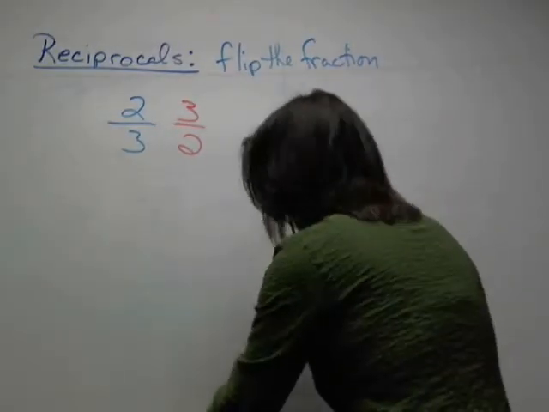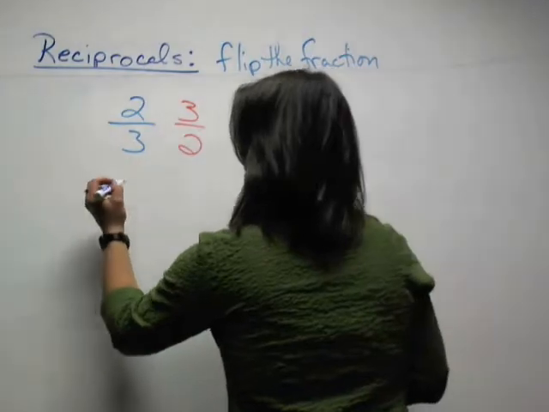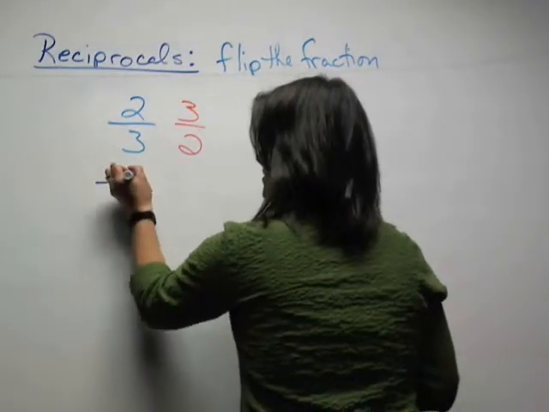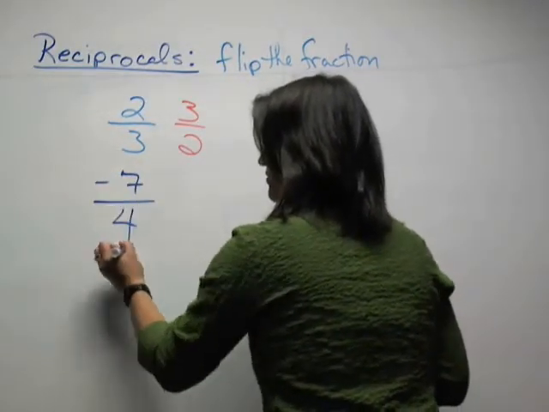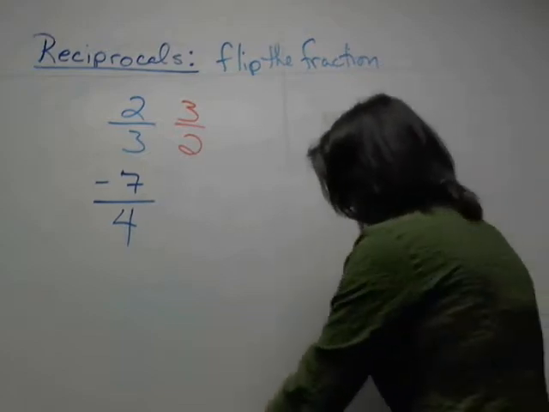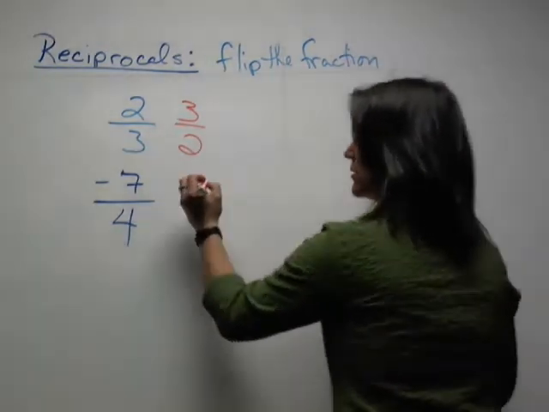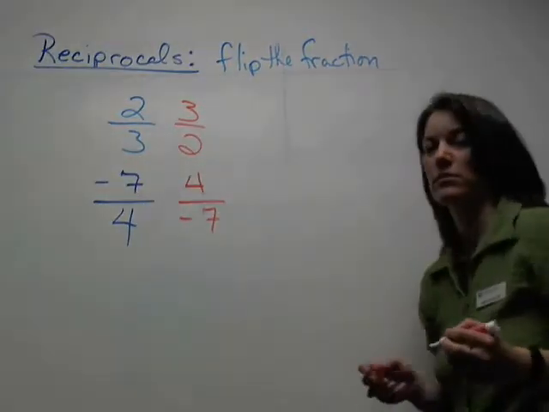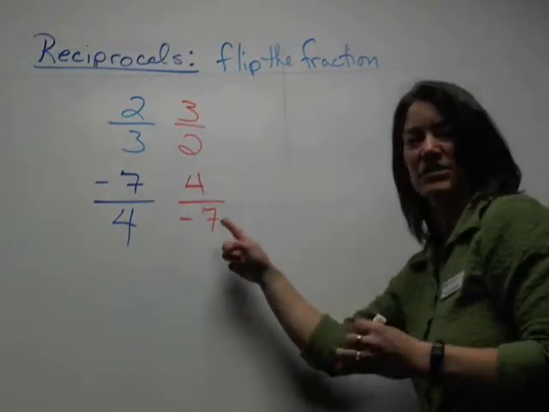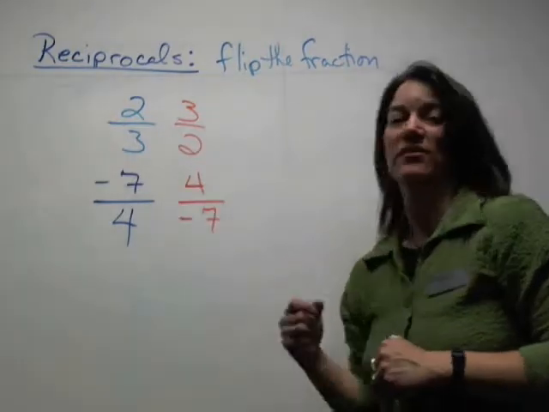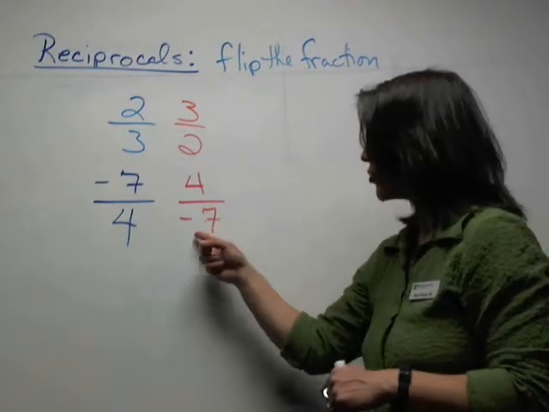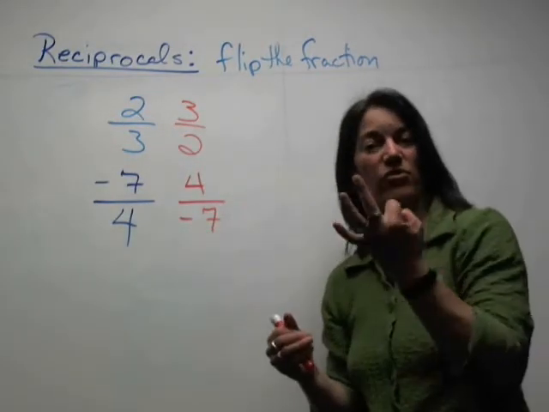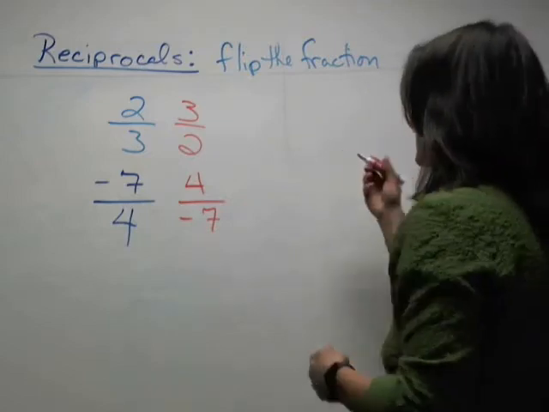If I had the fraction negative 7/4, its reciprocal is 4 over negative 7. Now the negative doesn't have to stick with the 7. You could keep the negative up on top if you wanted to, or you could put the negative out in front. There are 3 ways of writing a negative fraction.